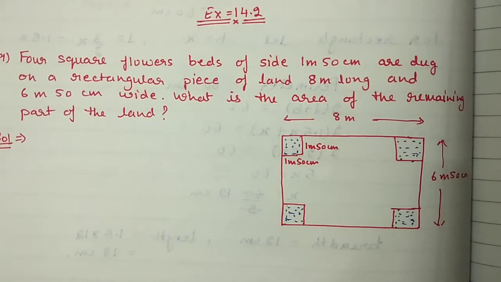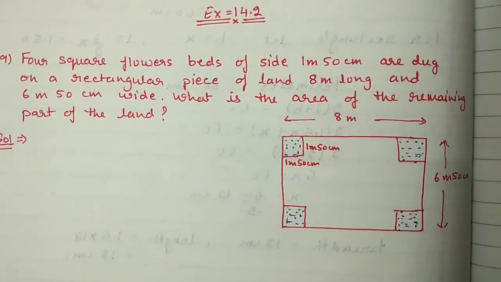4 square flower beds of side 1 meter 50 centimeter are dug on a rectangular piece of land 8 meter long and 6 meter 50 centimeter wide. What is the area of the remaining part of the land?